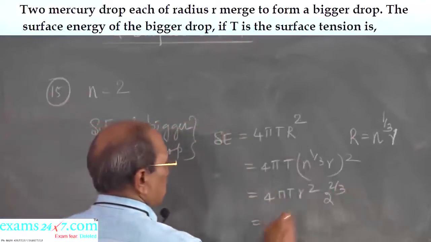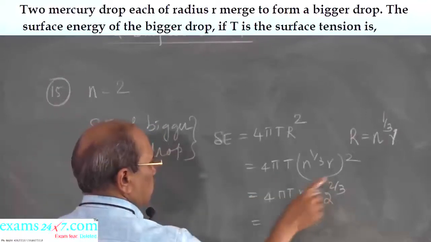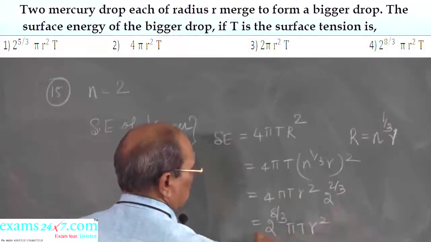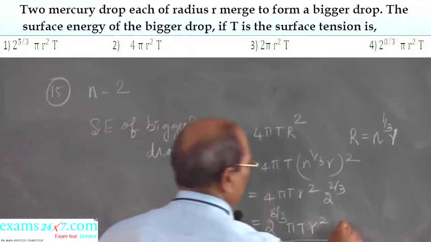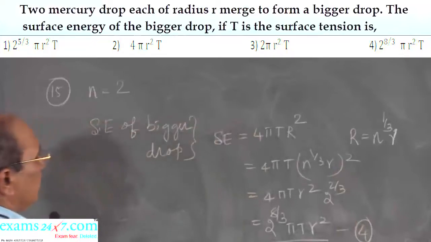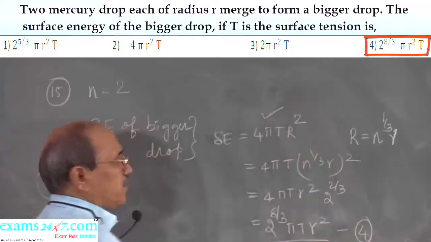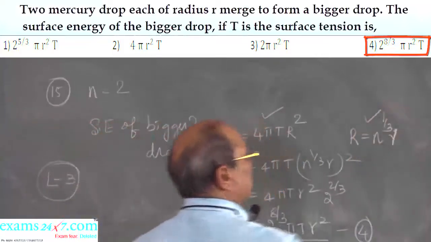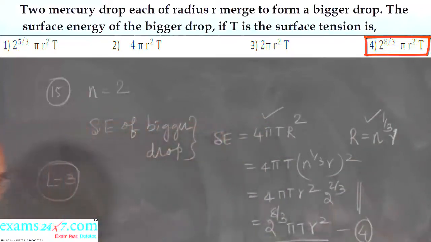If you search the answer available, 2 square. 2 square, 3, 2 just 6 plus 2, 8. 2 to the power of 8 by 3 pi T r square is the answer. The solution available is option number 4. Again, the problem seems to be simple, but they have to know the 2 different relations. One is about 4 pi T r square, surface energy for forming a soap bubble, and the radius of bigger to smaller drops, and mathematical simplifications bring us to this answer.